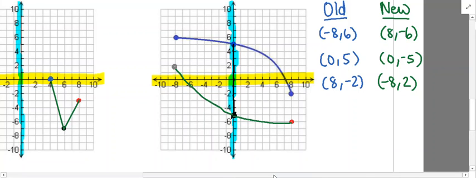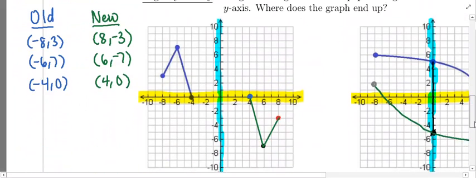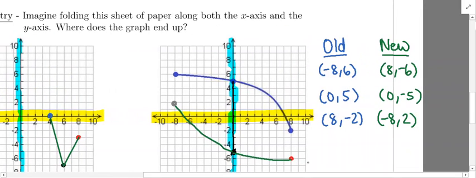Let's compare our points. Let's go to the first graph here and compare old versus new. Notice for these points, both coordinates change. Look at the x coordinates. You go from -8 to 8, from -6 to 6, from -4 to 4. The y values also change sign. You go from 3 to -3, 7 to -7. This makes sense because you're doing both flips. You will observe the same thing for the second graph. Your x coordinates change sign, and all the y coordinates also change sign.